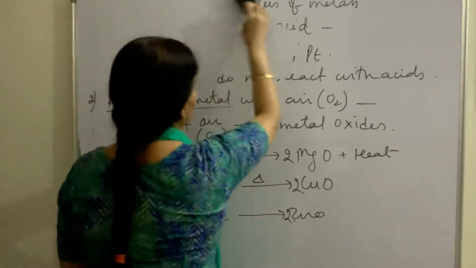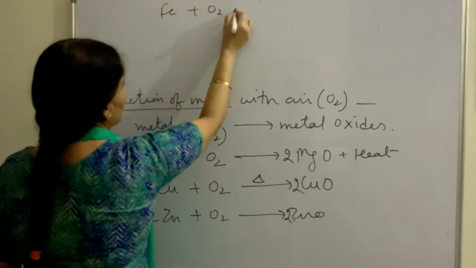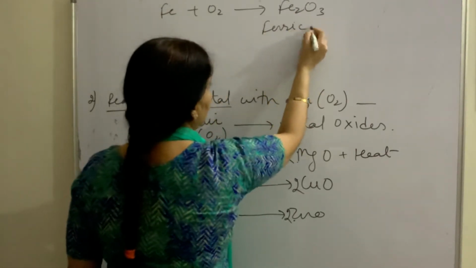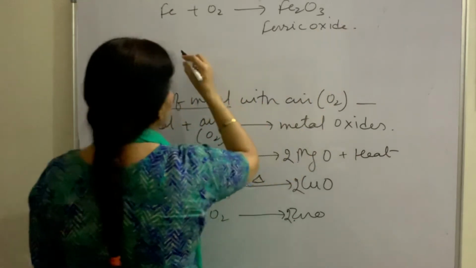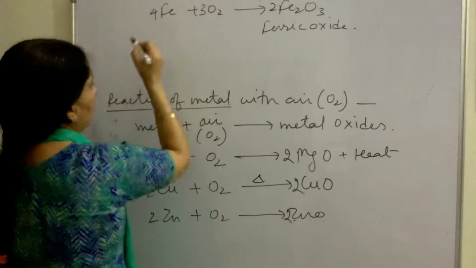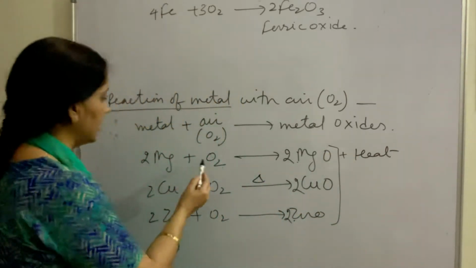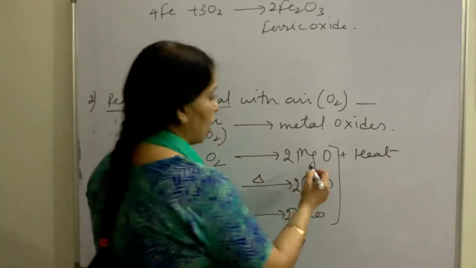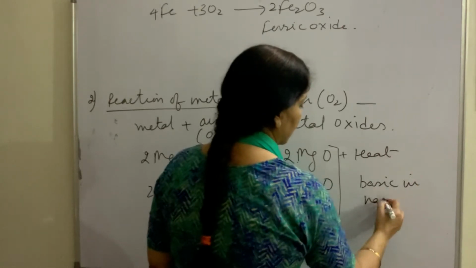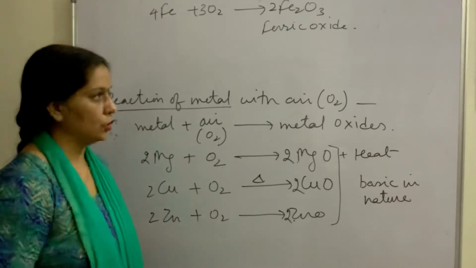More metals like iron react with oxygen, Fe plus O2 will form Fe2O3. It is ferric oxide. Okay, for balancing we need to put 2 here, 3 and 4 Fe. That means all these oxides are formed when metal is reacting with oxygen, and all metal oxides are basic in nature. Metal oxides are basic in nature, right?